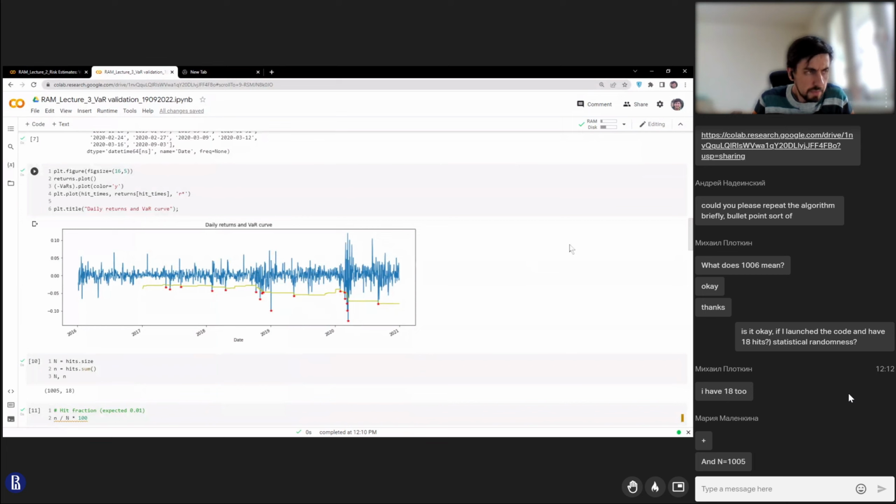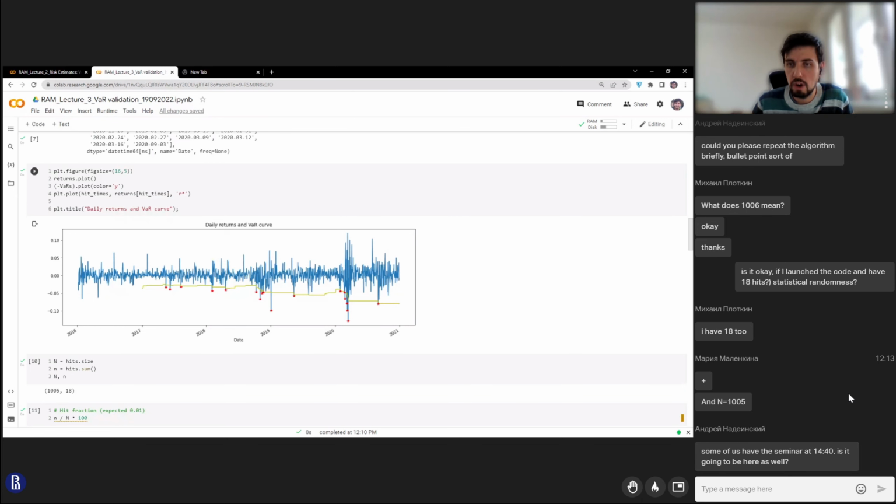So that means that if the hit of the VaR... Is it going to be here as well? No, I mean, the validation is not part of our seminar today. Today we go into some calculations on expected shortfall and value at risk. This is my answer to Andre.